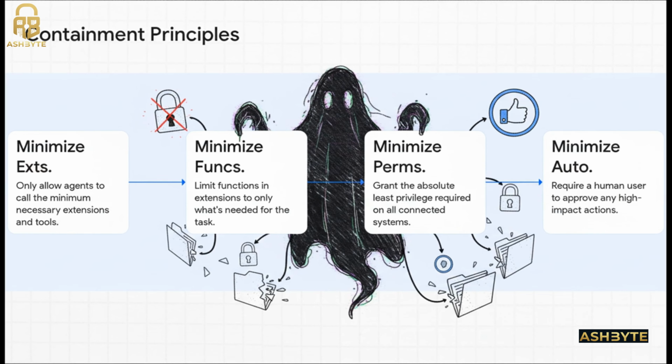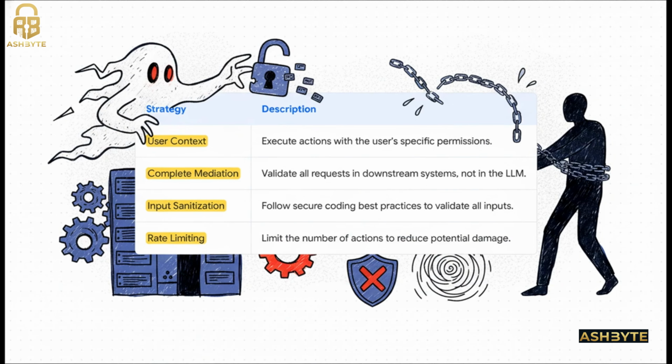You have to minimize everything. If the agent doesn't need a tool, get rid of it. If a tool has a function it doesn't need for its job, strip it out. And for anything that's high impact, we're talking deleting files, sending messages, you have to force it to ask a human first. No exceptions.